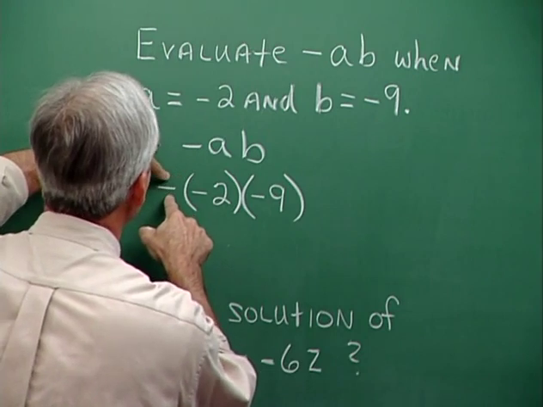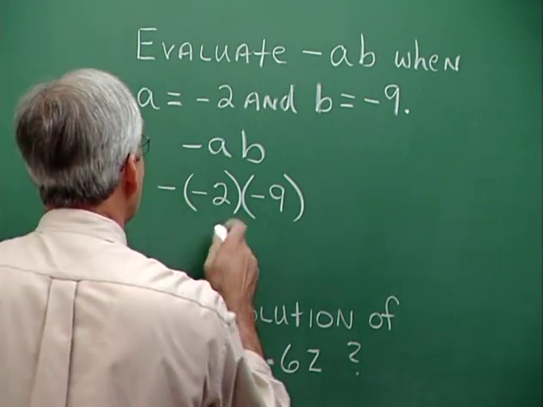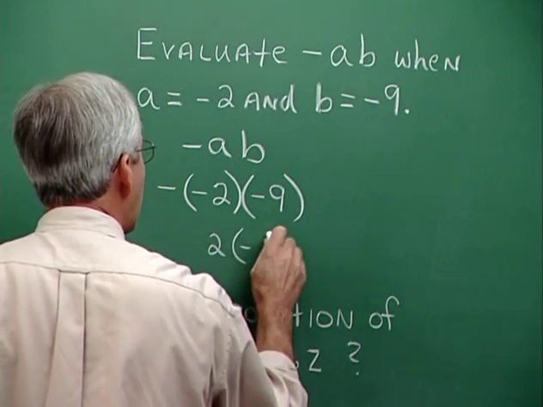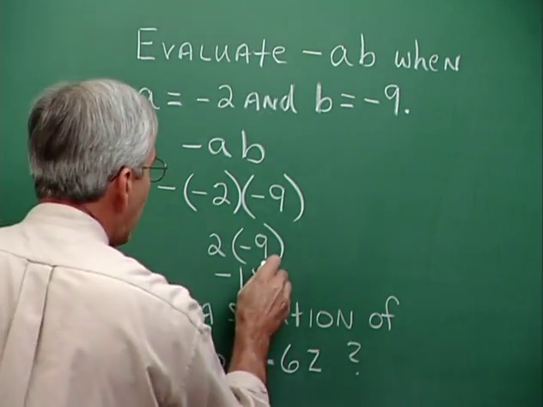We can say, well, this means the opposite of negative 2. So the opposite of negative 2 would be 2. So this is 2 times negative 9, which gives us negative 18. Now another way to think about it is like this.